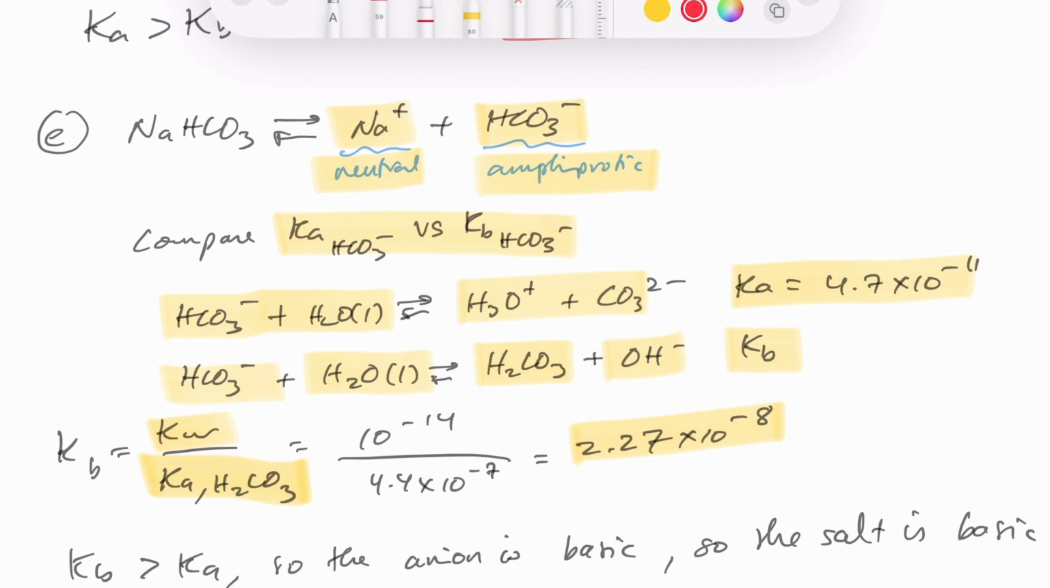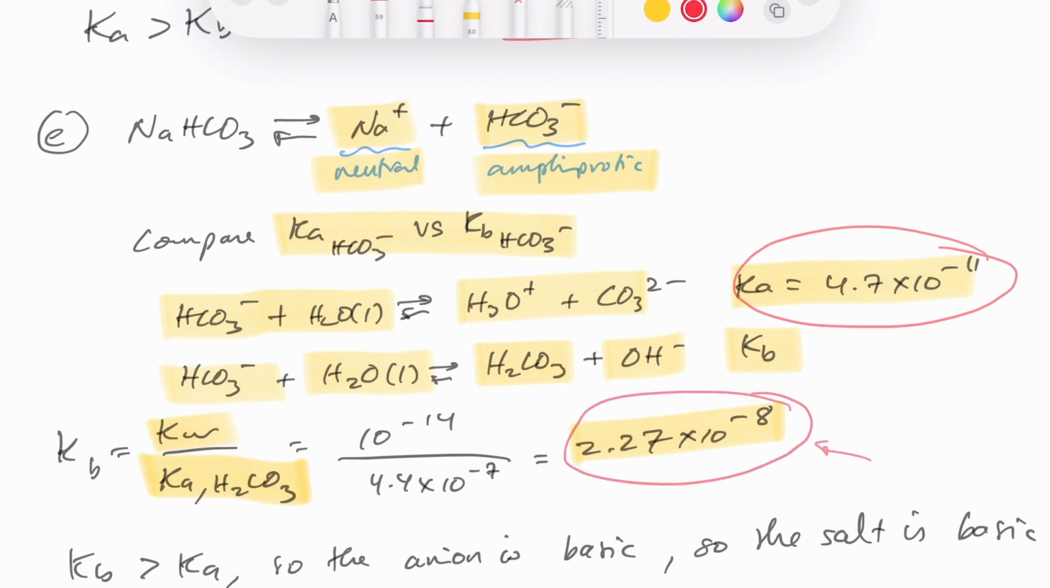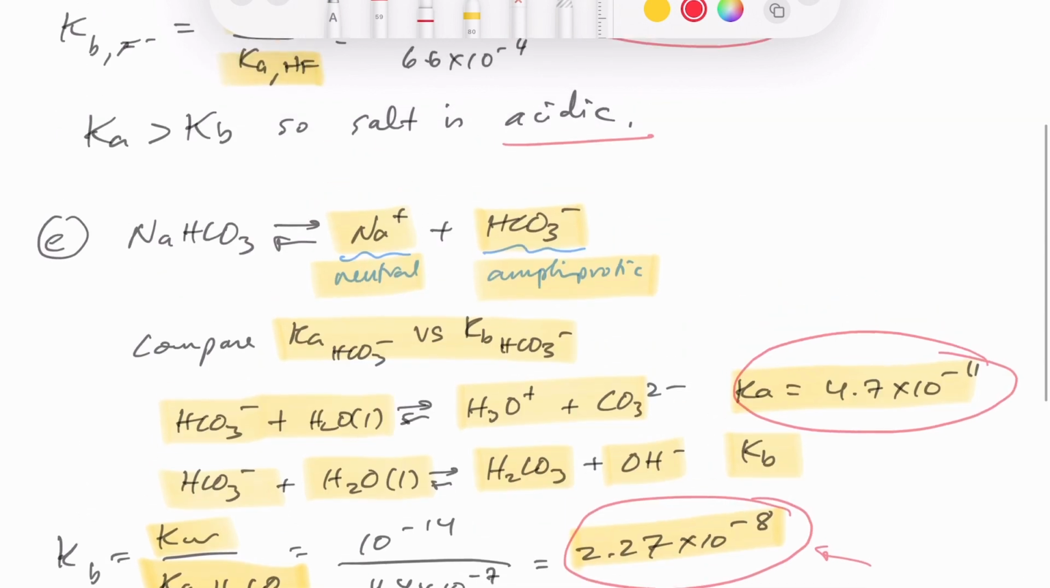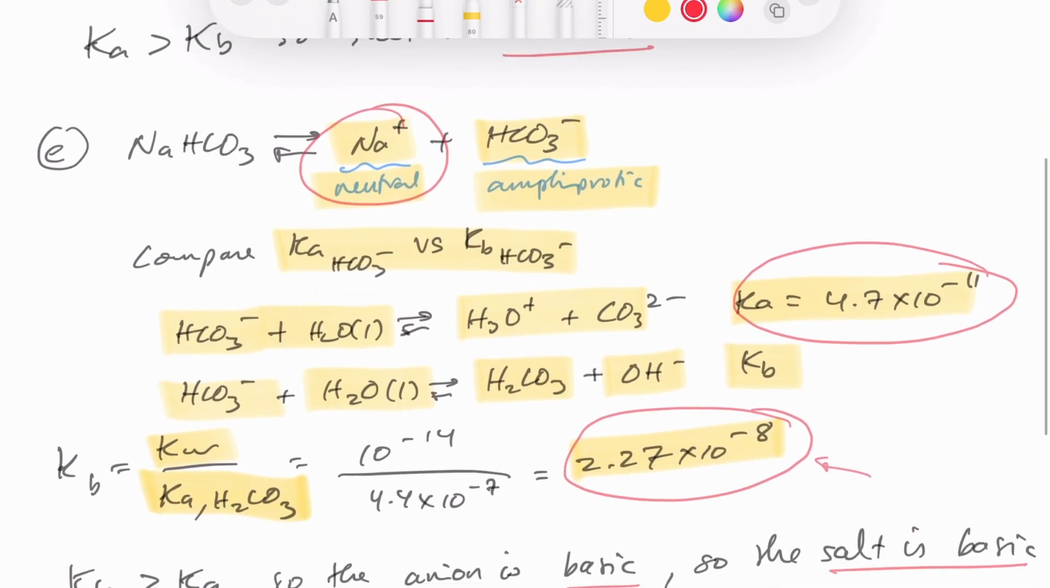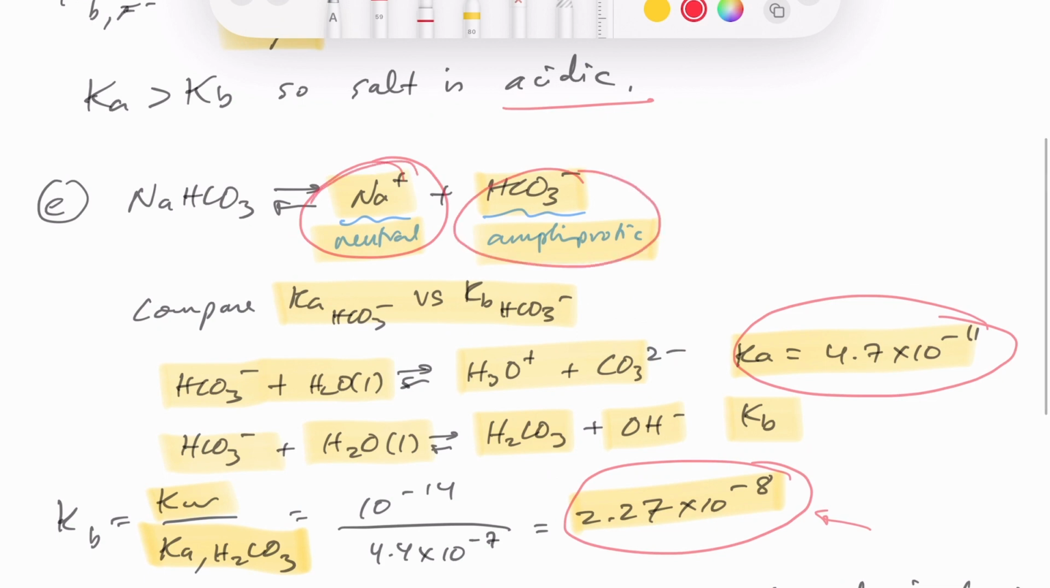So again, what two numbers am I comparing? It's this one versus that one. And I find that the Kb in this case is larger than the Ka. So the Kb is going to dominate. So the amphiprotic anion is basic. So the salt is also basic because the other ion is neutral. Now the most complicated version of this problem would be if you have an amphiprotic ion here and then you have, let's say, an acidic one there, right? Then you really have to go through multiple steps to get to the bottom of whether the salt is acidic or basic.